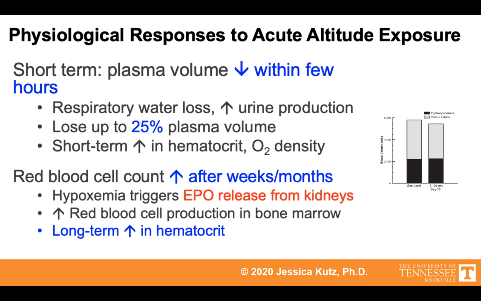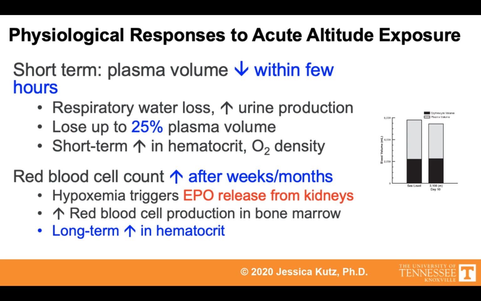So if you take hematocrit, in this case, you're taking the total blood volume divided by the formed elements, or the red blood cells. So if you look at the bar on the left at sea level, the total blood volume is about 6,000 milliliters, and the red blood cell volume is roughly 2,000 milliliters. So it would be 2,000 milliliters divided by 6,000 milliliters.